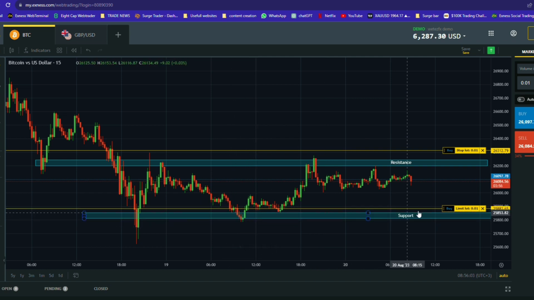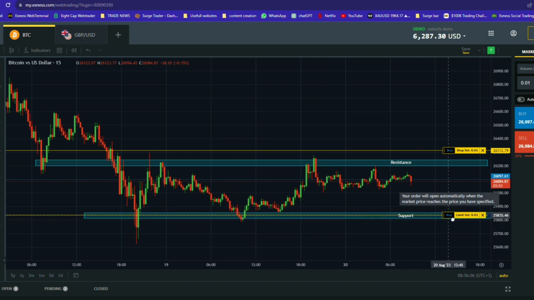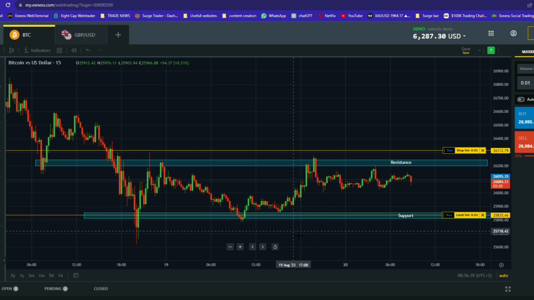Now if this is the support level, you're going to want to put your buy within the support. Any order that is below the market price, the market price is 260.85, any pending order below the market price will be a buy limit, and any pending order above the market price will be a buy stop. Now when do you use a buy stop and when do you use a buy limit? If you've already identified your support or your point of interest that is below the market price, then you will use a buy limit order.